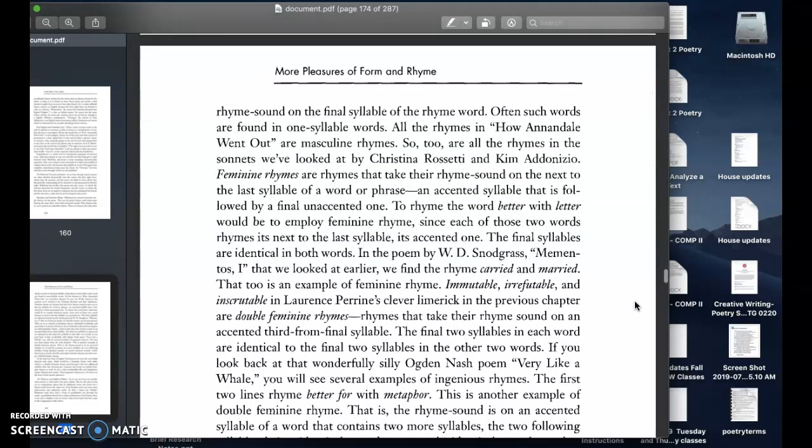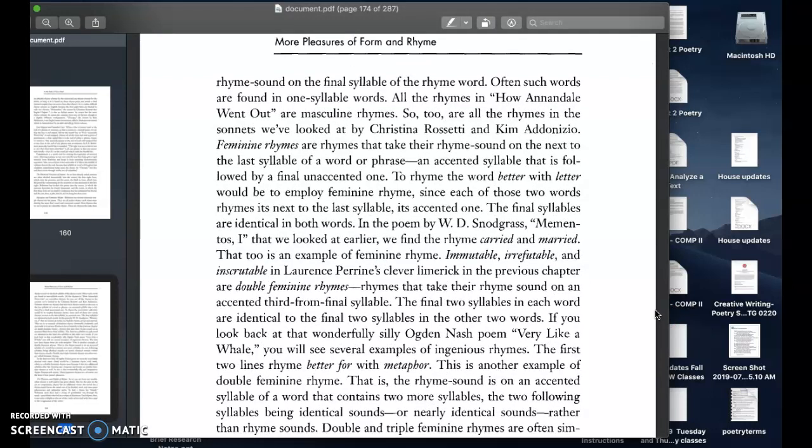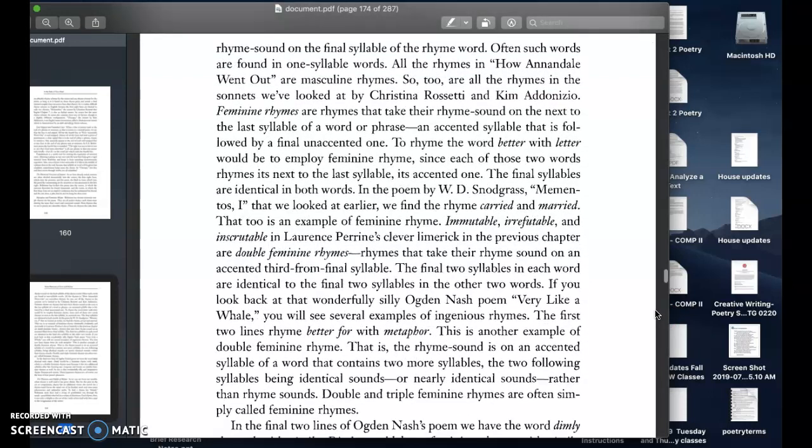And that happens for some of the other poems that have been included in ones that you'll see. Feminine rhymes are rhymes that take the rhyme sound on the next to the last syllable of the word or phrase, sometimes an accented syllable. So to rhyme the word better with letter would be using a feminine rhyme because each of these words rhymes its next to the last syllable. So again, those are just some other definitions.